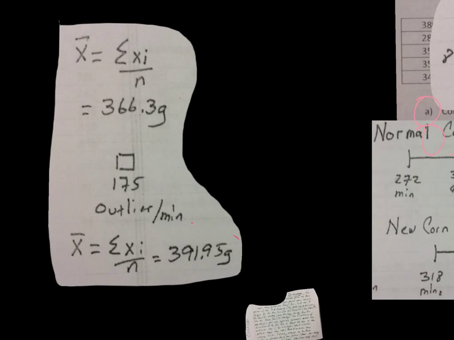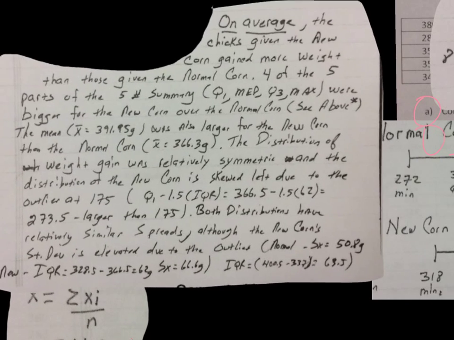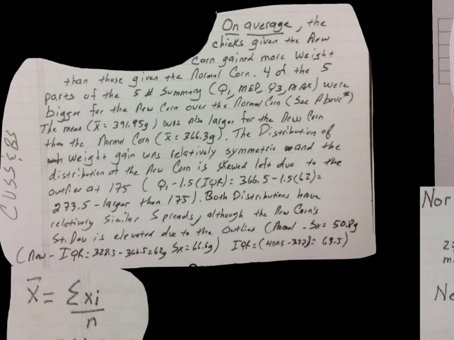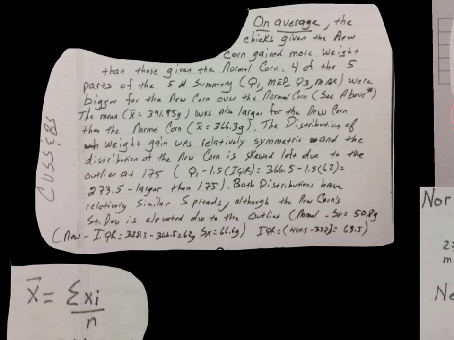Now, on the description, this is what you could have written. I want you to notice, I'm going to put this off to the side, and let's see if you can pick up on this. It says, on average, the chicks given the new corn gained more weight. So you're making a comparison there than those given the normal corn. It says 4 of the 5 parts of the 5-number summary, so here's your 5-number summary: the Q1, the median, the Q3, and the max. So 4 out of the 5 of them were bigger for the new corn over the normal corn.